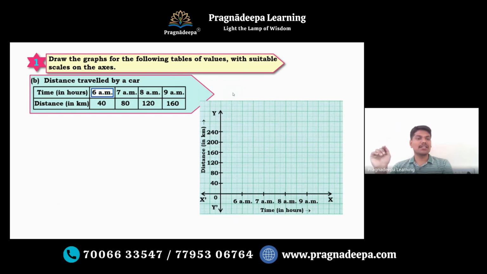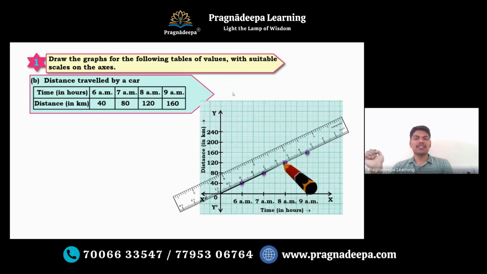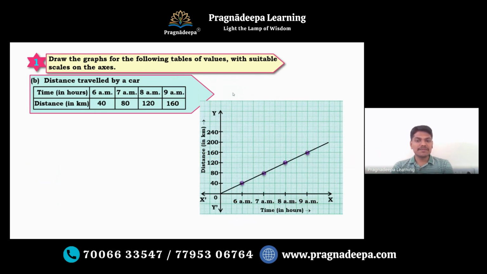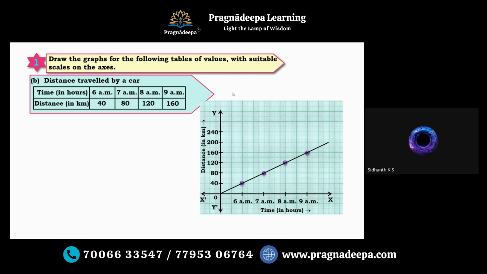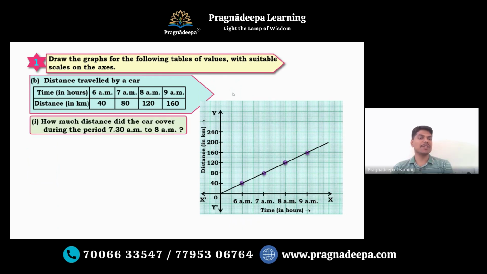At 6 a.m., the car traveled a distance of 40 kilometers. So it's 6, 40. At 7 a.m., it is 7, 80. And at 8 a.m., it's 8, 120. And at 9 a.m., it is 9, 160. So you can draw a straight line. So what are these 4 points called? They will be collinear points. Yes, sir.